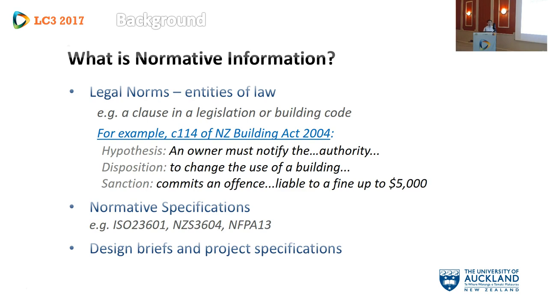So what is normative information? There are three forms. We're talking about legal norms, which are entities of law. So a legal norm is a piece of legislation or a paragraph in the building code. For example, in clause 114 of the New Zealand building code, we have a provision that says an owner must notify the authority if they want to change the use of the building. Otherwise, they will commit an offence, and there's a penalty of up to $5,000. So this is a piece of legal norm.